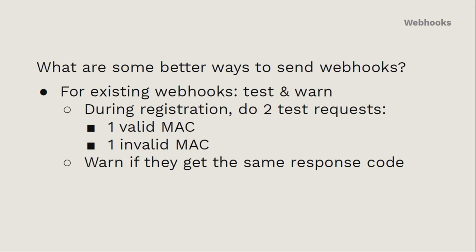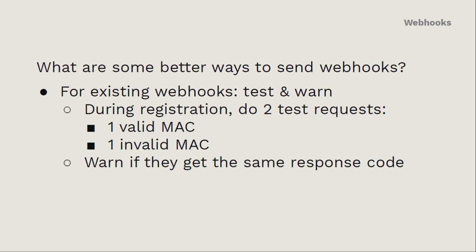But the least aggressive approach, which works well for existing webhooks, is just to be more proactive about making sure that people use the HMAC. Most webhooks already do one testing request to ensure that the URL is publicly available and live, just to make sure that they're not sending data somewhere where it's just going to be ignored. So it's not a huge change to do two requests instead.